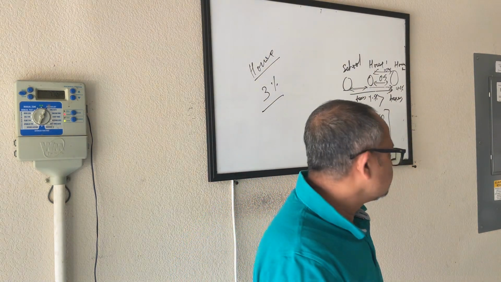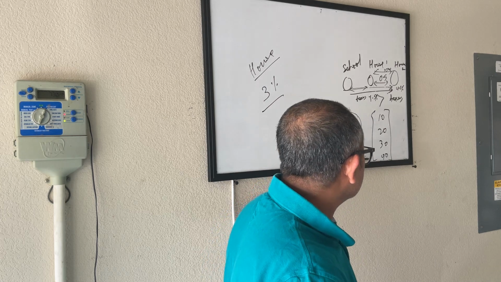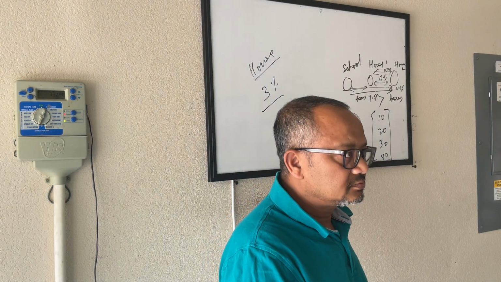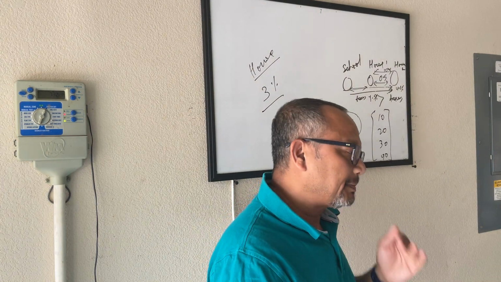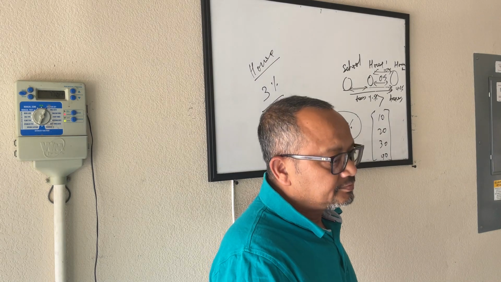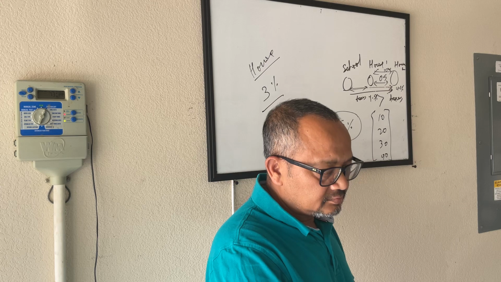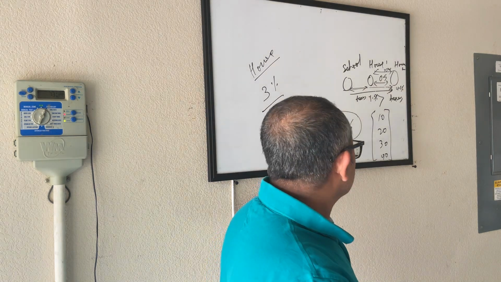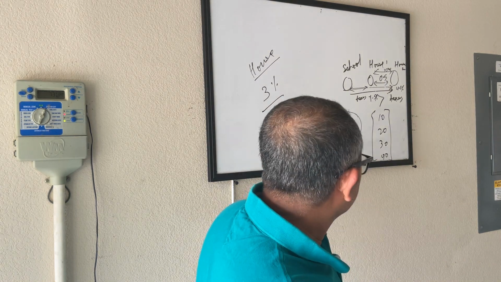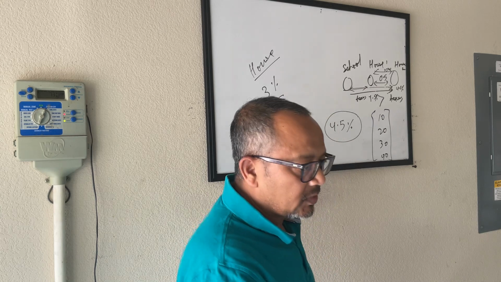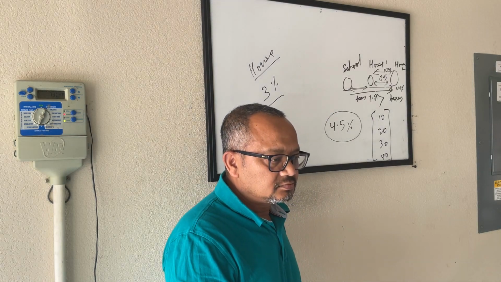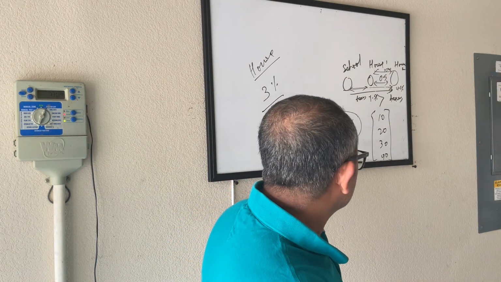So, since we're trying to find out the distance from 4.5 to 3, and each 10 miles is a 0.5 decrease, I took 4.5 and subtracted 0.5 until I got to 3%, and I had to do it 3 times, meaning 10 miles times 3, getting to 30.